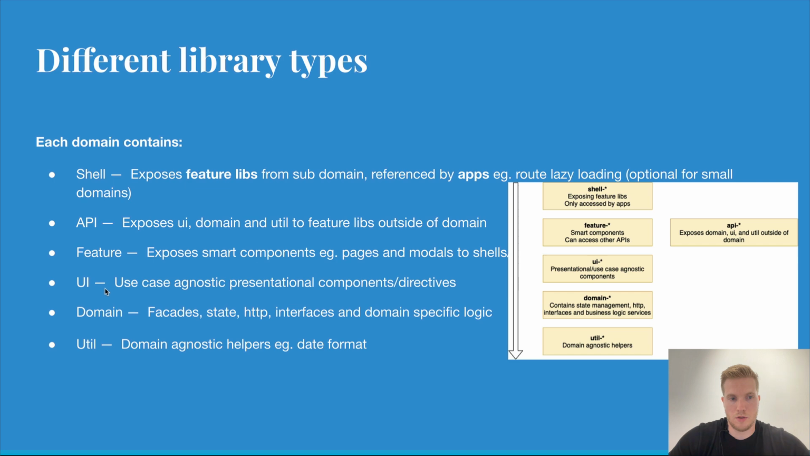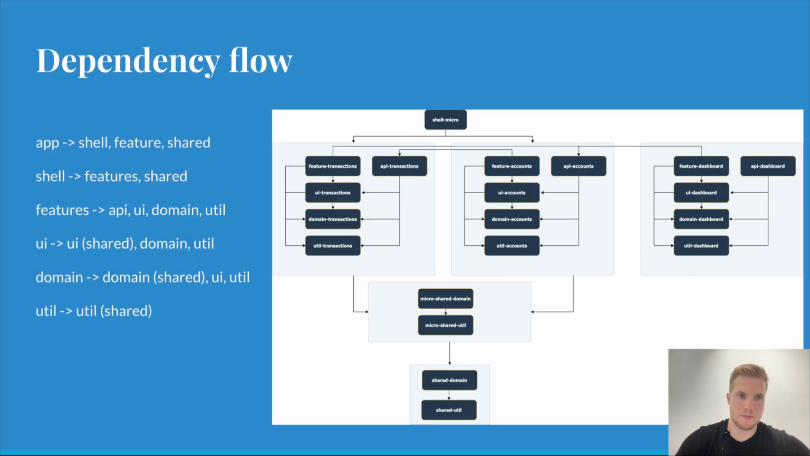You have the UI, which is the use case agnostic presentational components or directives. Oftentimes these would go in a shared folder, as this is something that can be used regardless of the use case. So you just want to expose that and make that reusable for the whole application. Domain contains the facade, the state, the HTTP services, interfaces, and all the domain specific logic. And then you have util, which is domain agnostic helpers, and that's often something that would go in shared as well, because things like date helpers you would want to be accessible to the whole architecture.